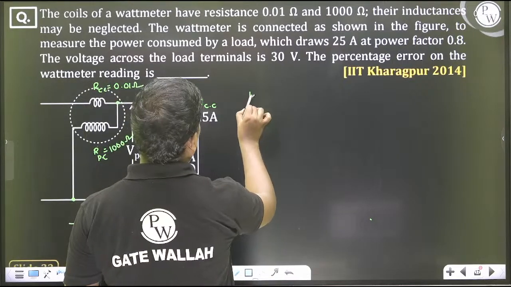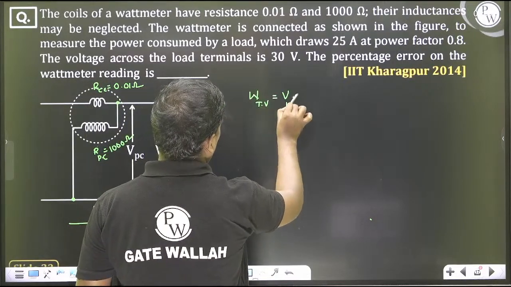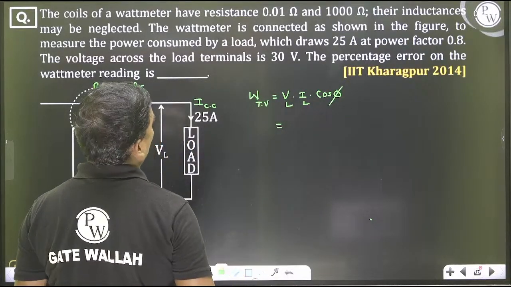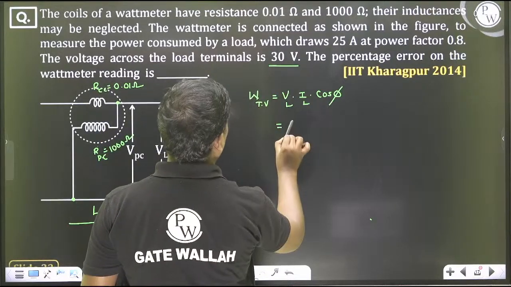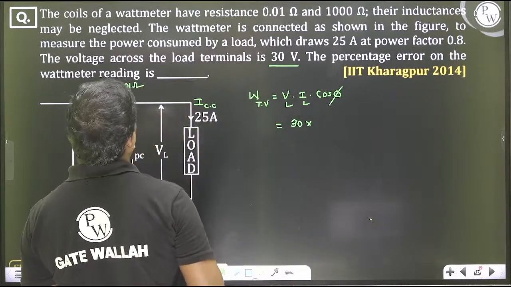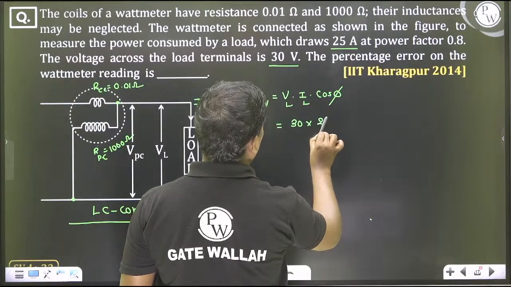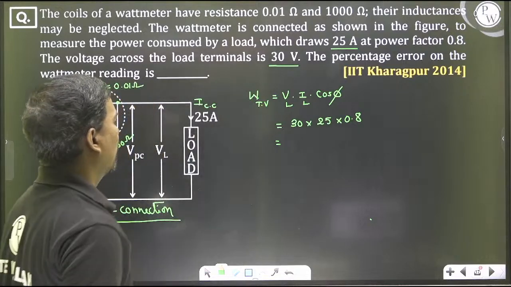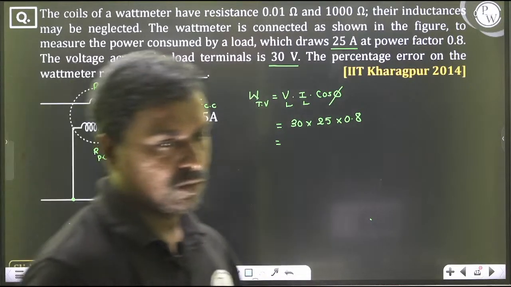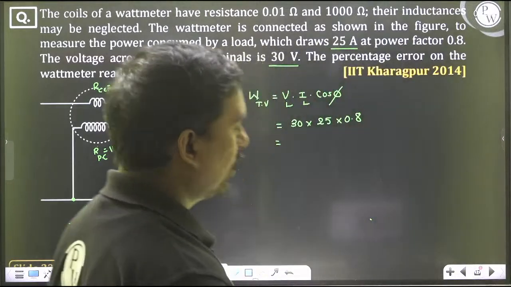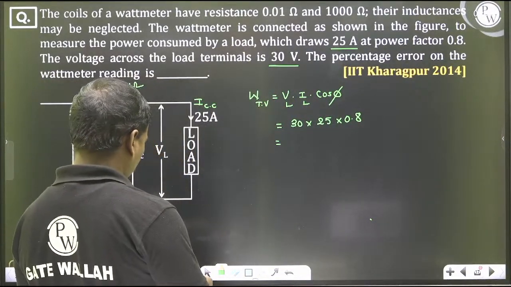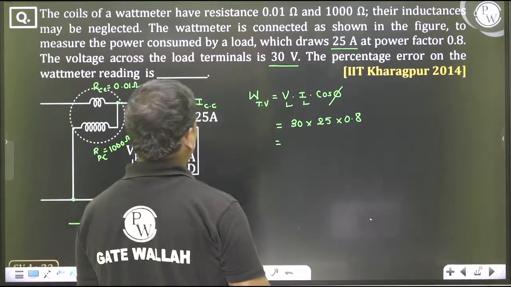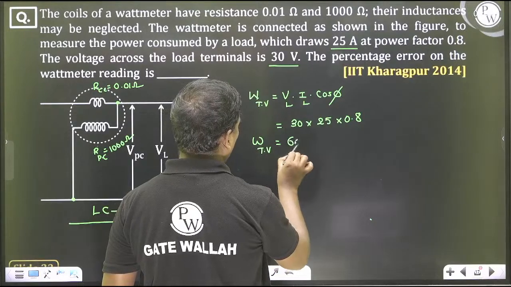So question asked is the true value. First find out the true value क्या होगा. That is VL IL cos phi. So VL is given as how much? 30 volts, and which draws current 25 at power factor 0.8. How much it is? 75 into 8. तो कितना होगा ये? 600. So the true value is 600 watts.